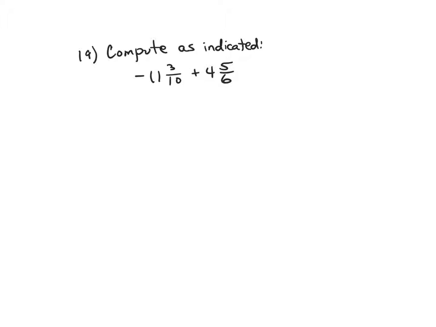Problem number 19 says to compute as indicated, and I am adding mixed numbers. The very first thing I'm going to do is take a look at that and say, I know that my answer has to be a negative number because I'm adding those two numbers together. One of them is positive, one of them is negative. So I know that the answer has the sign of whichever one has the larger absolute value, and that's the negative 11 3/10. So I know my final answer has to be a negative answer.